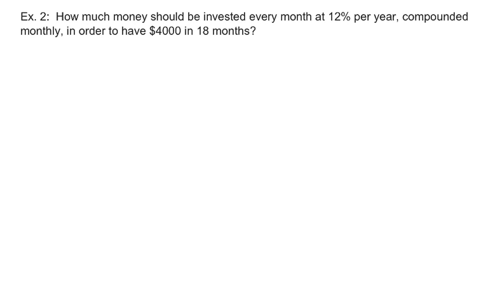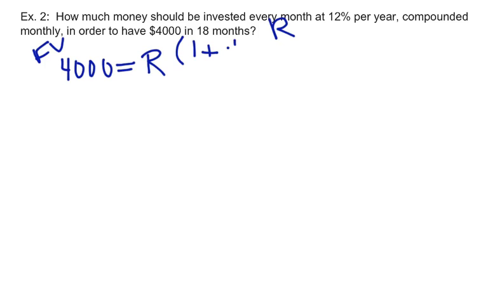In this next example, this time we want to find out how much money should be invested every month. That means find R. At 12% per year compounded monthly in order to have $4,000 in 18 months. Well, now I know the final value is 4,000. What I want to find is the periodic rent. 1 plus the interest is 12%, that's 0.12. And we're going to compound this monthly, which means we're going to divide it by 12. We want to put money in the account every month for 18 months. That means we're going to make 18 payments.